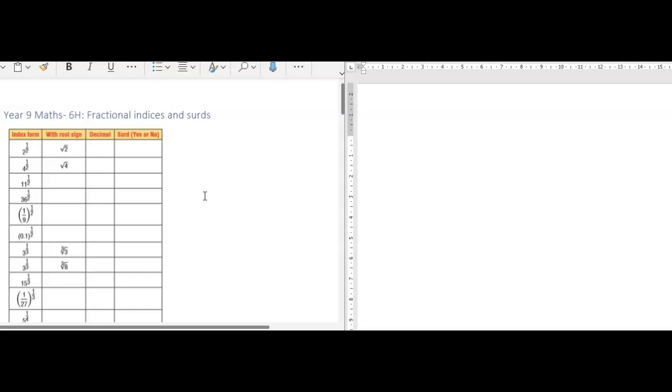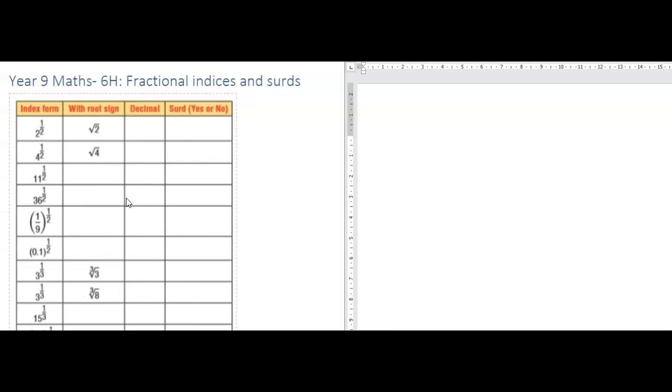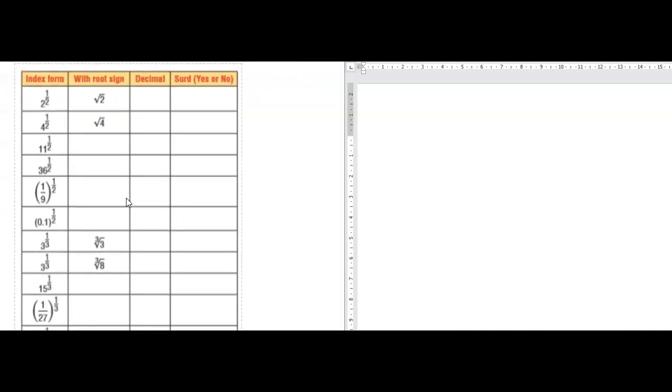So basically surds use the square root sign or the root sign, because you can have a cubed root, fourth root, fifth root, etc. In this table here, I thought I would show you how fractional indices also relate to surds. So 2 to the power of a half is the same as the square root of 2.